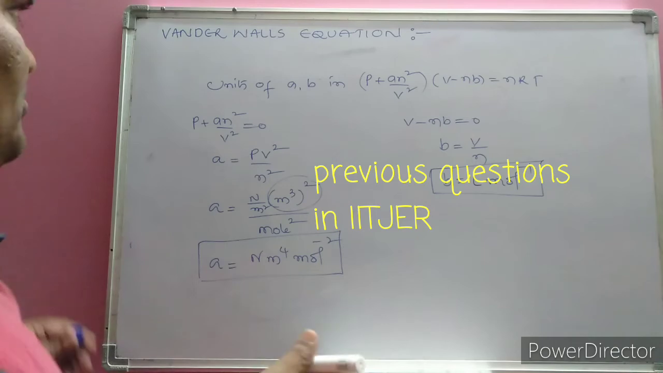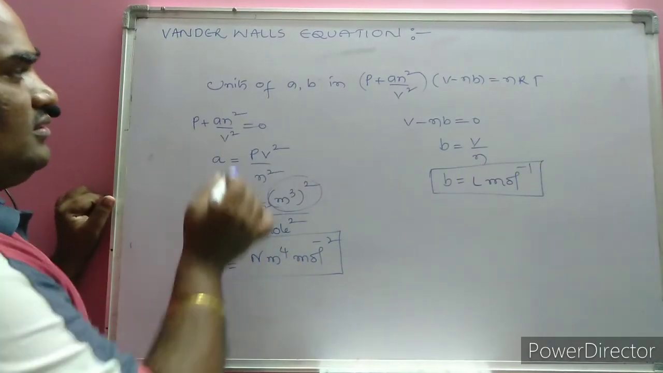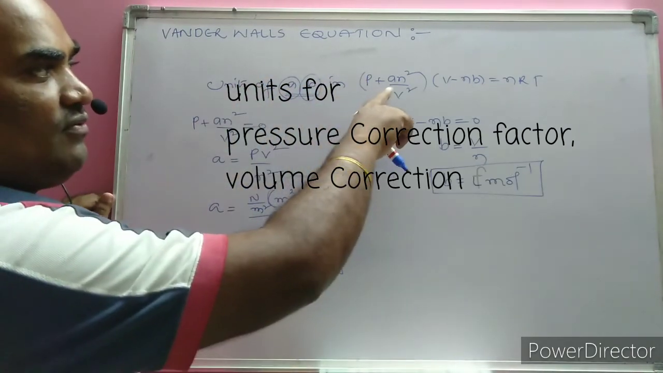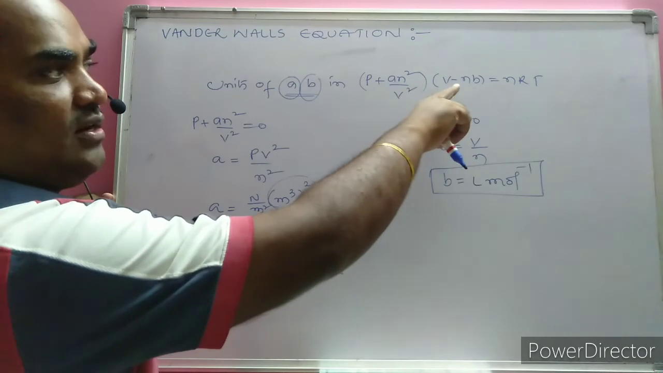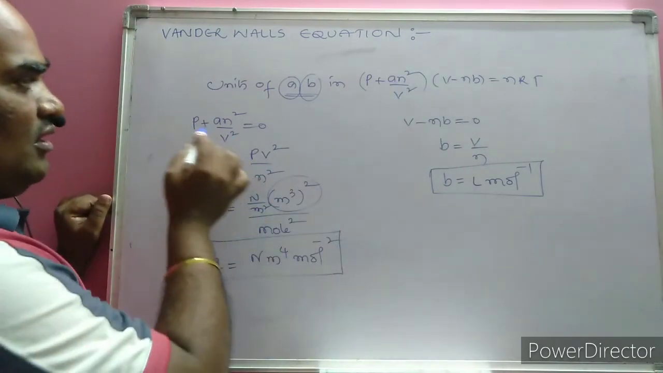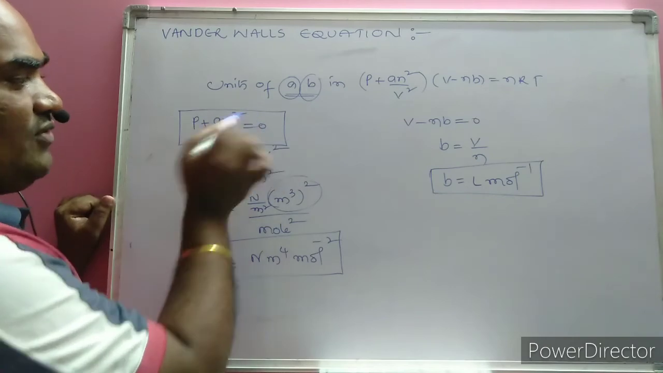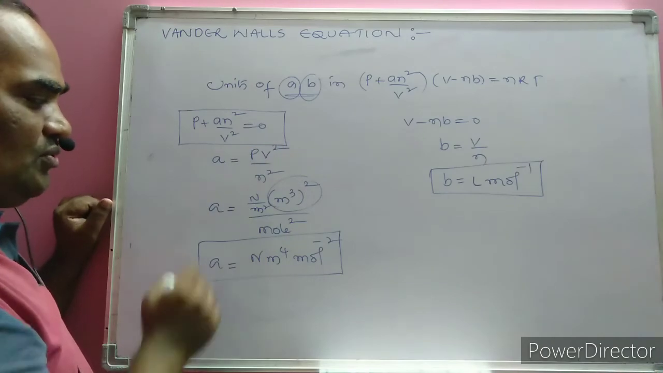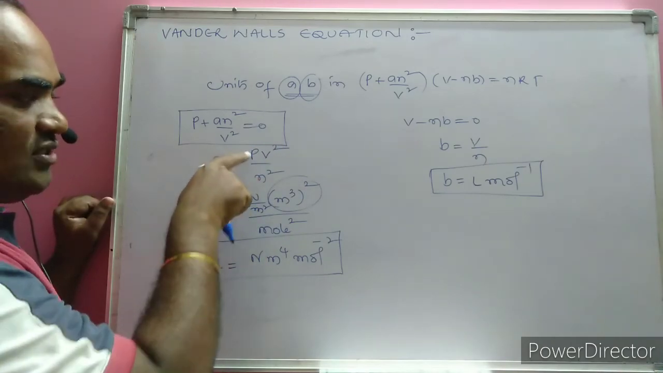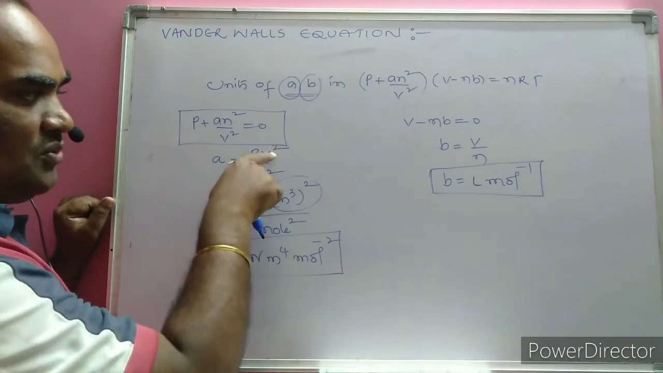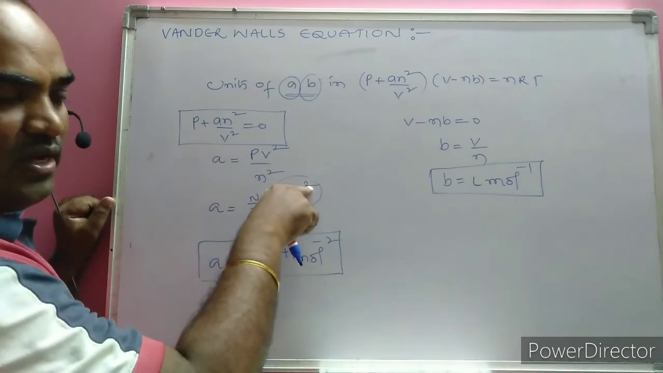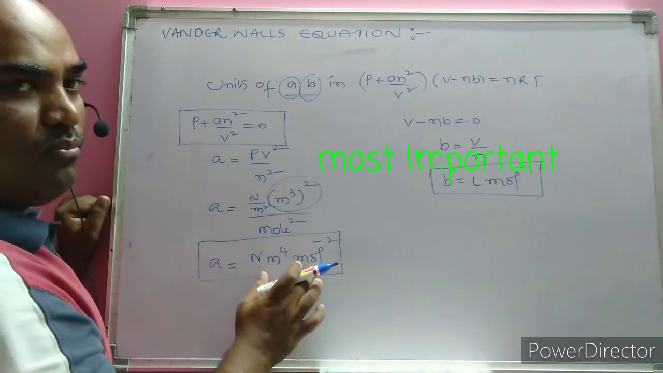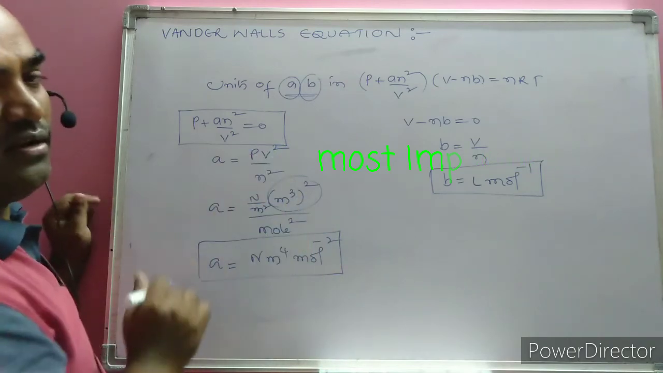Now one more important aspect from the van der Waals equation: the units for the pressure correction factor and volume correction factor. We have the van der Waals equation P plus an square by V square into V minus nb is equal to nRT. Here a n square by V square has the units of pressure, so a is equal to PV square by n square. Pressure is force acting on unit area, Newton per meter square. Volume is meter cube, squared. On solving, the units of a are Newton meter to the power 4 mole to the power minus 2.